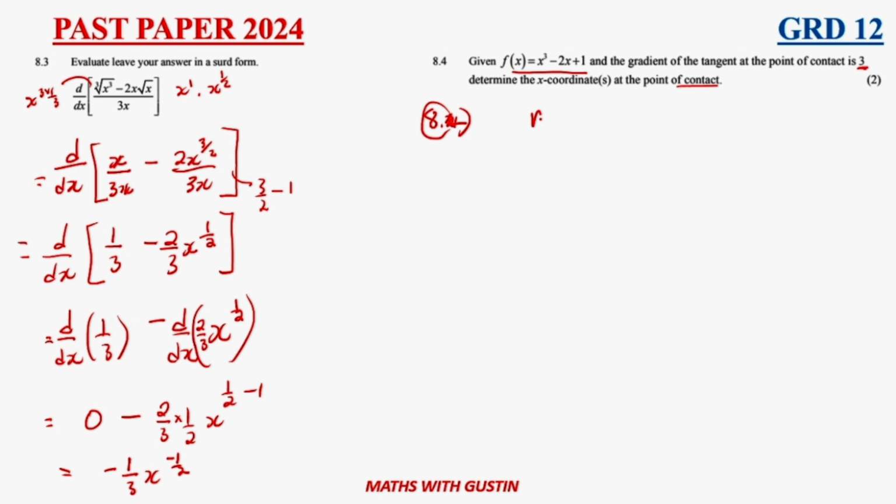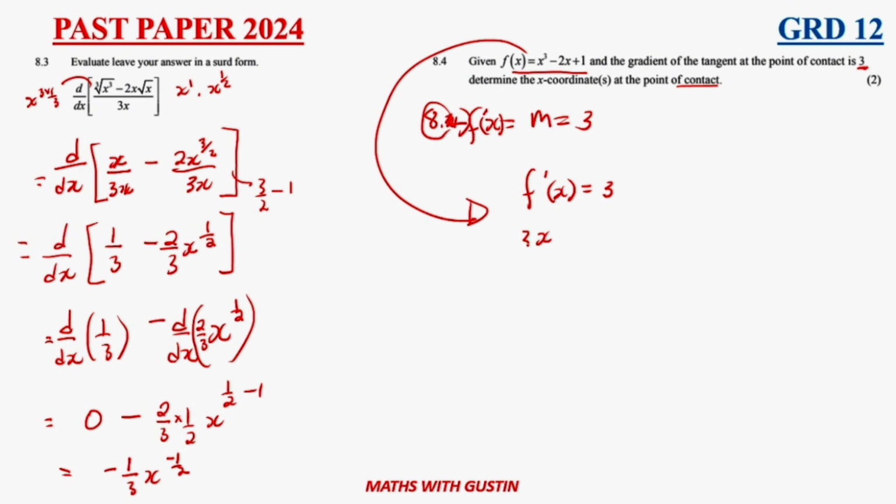Okay, so now they've already given us the gradient. We know that the gradient is also given by the derivative. So we need to go to this function of ours and say the derivative of this function is equal to 3. So we need to take the derivative. If we take the derivative here, x cubed, you drop the exponent, you're going to be left with 3x squared minus 2 equals 3. Why am I saying it's equal to 3, guys? Because they already told us that the gradient is equal to 3.